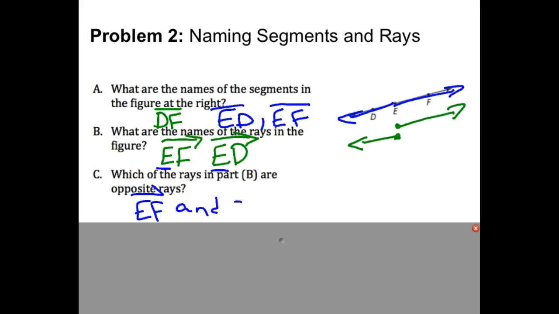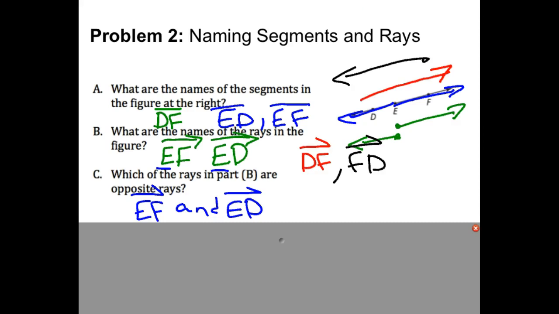and ED are opposite rays. There are more rays in this drawing, so I'd like you to see if you can figure out any more rays for part B in the drawing. So I want you to pause the video and see how many more you can come up with.